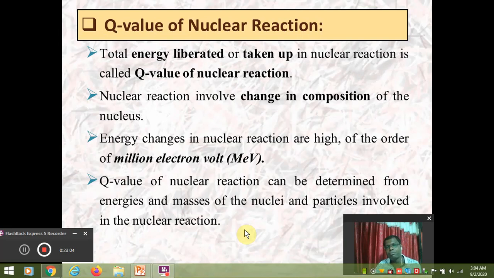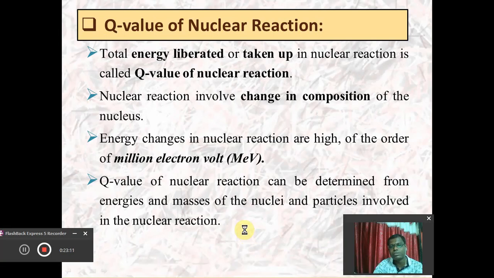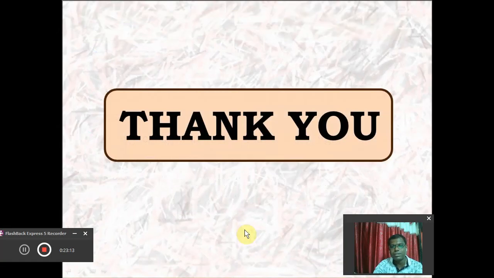How the Q value of a nuclear reaction can be calculated, and what the significance of the Q value of a nuclear reaction is, can be studied in the next part of the video. So friends, in the next part of the video we will discuss the actual calculation of the Q value of nuclear reaction and what the significance of the Q value of nuclear reaction is.